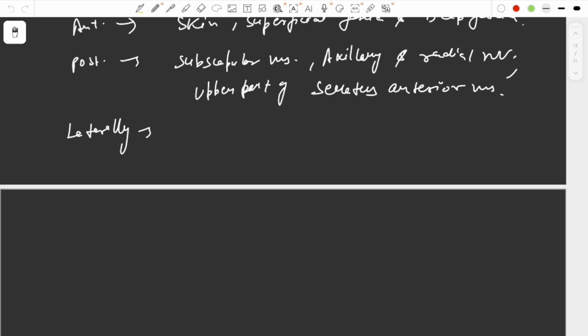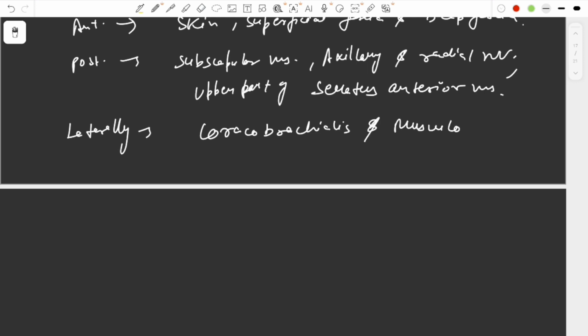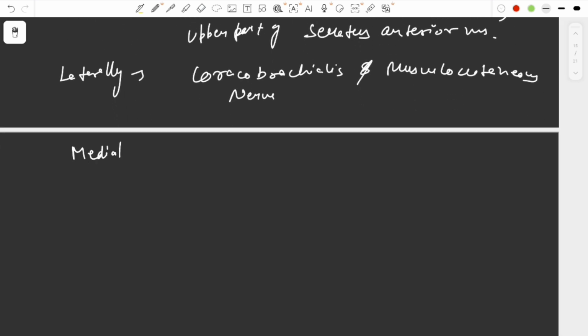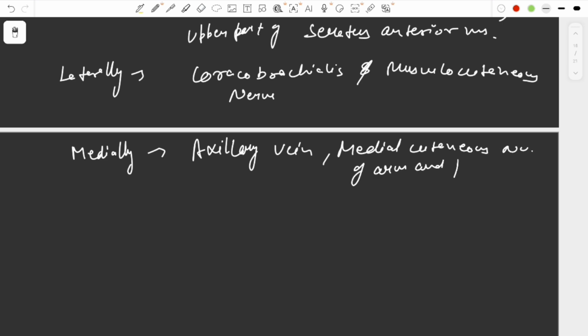Laterally it is bound by the coracobrachialis and the musculocutaneous nerve. And medially by the axillary vein, the medial cutaneous nerve of arm and forearm, and the ulnar nerve. Okay, so here our video is complete.